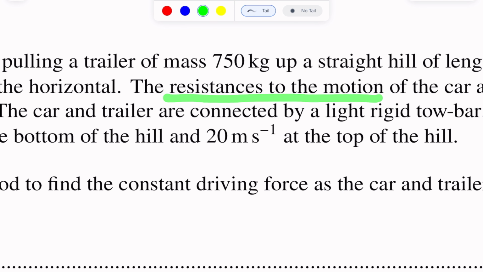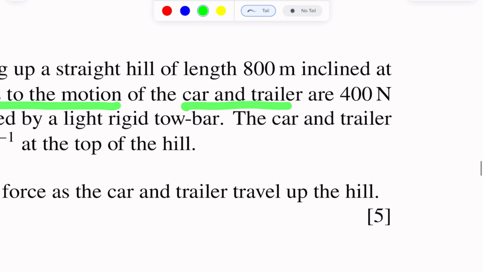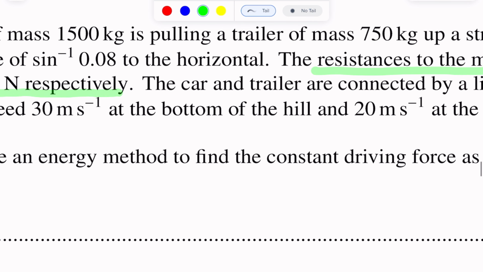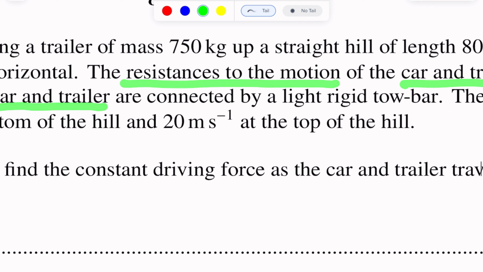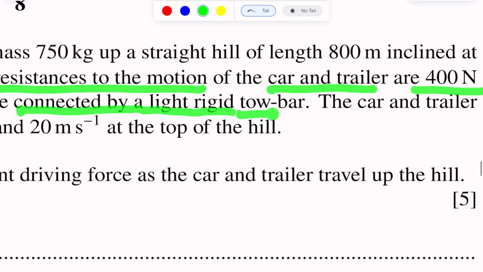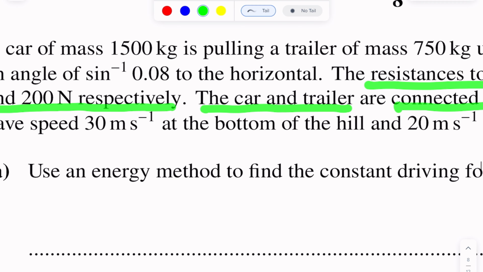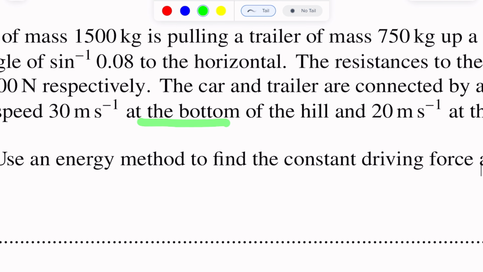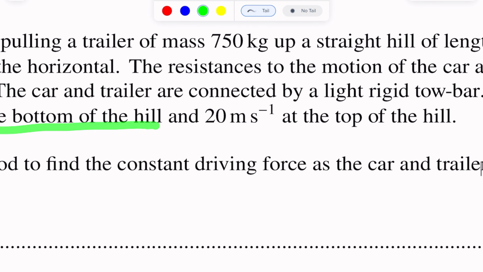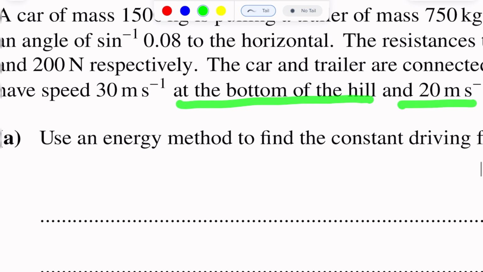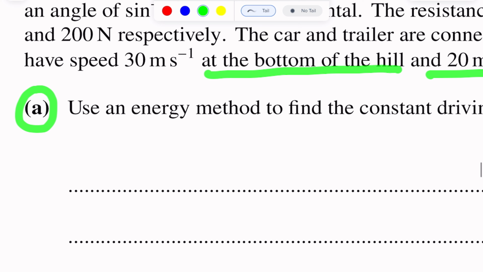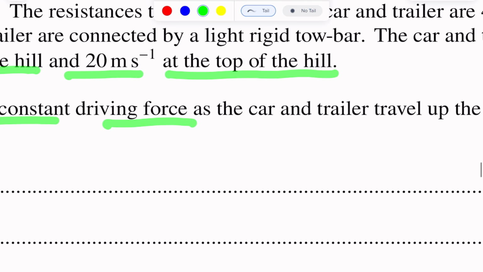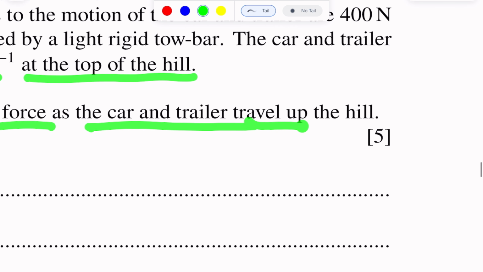The resistances to the motion of the car and the trailer are 400 Newton and 200 Newton respectively. The car and the trailer are connected by a light rigid tow bar. The car and the trailer have speed 30 meter per second at the bottom of the hill and 20 meter per second at the top of the hill. Part A of this question is: use an energy method to find the constant driving force as the car and the trailer travel up the hill.